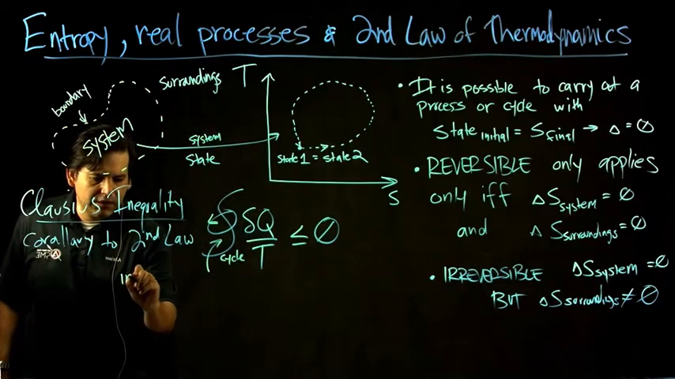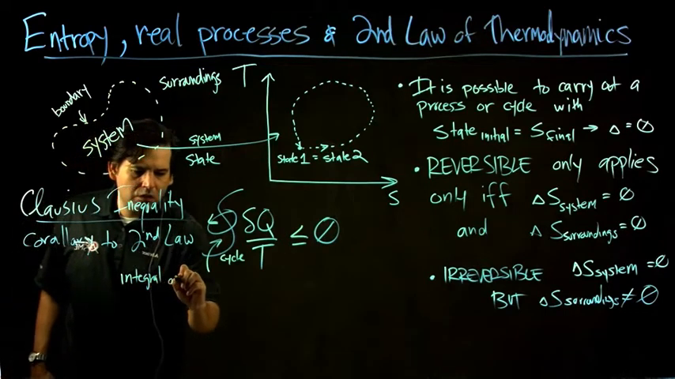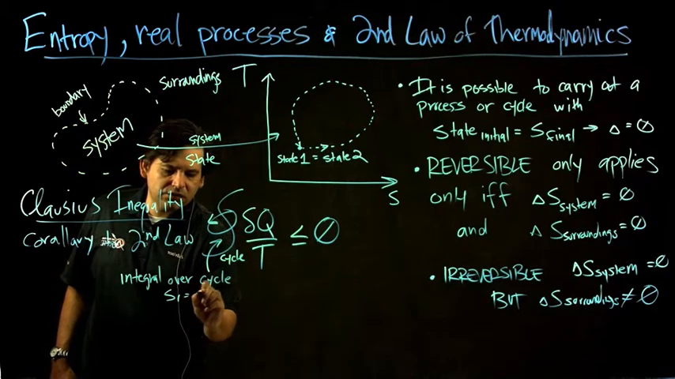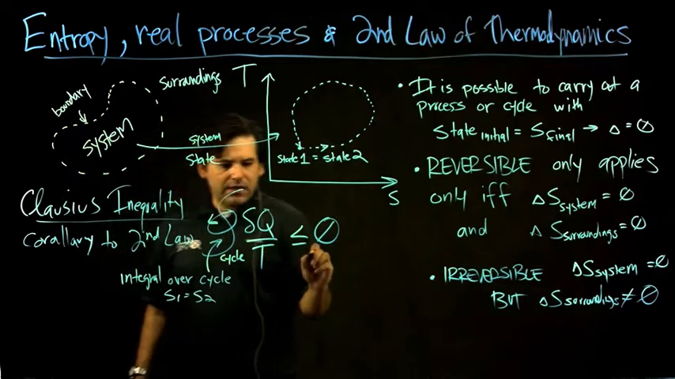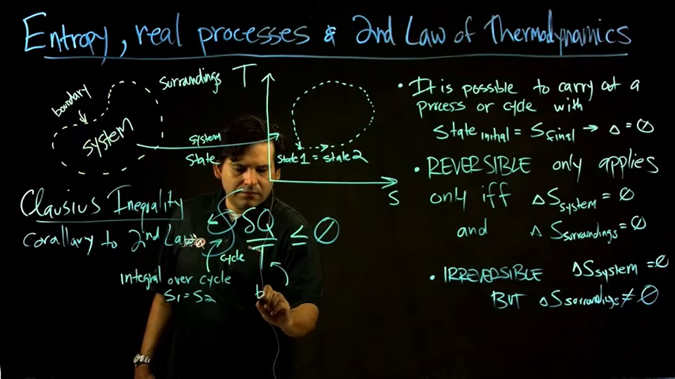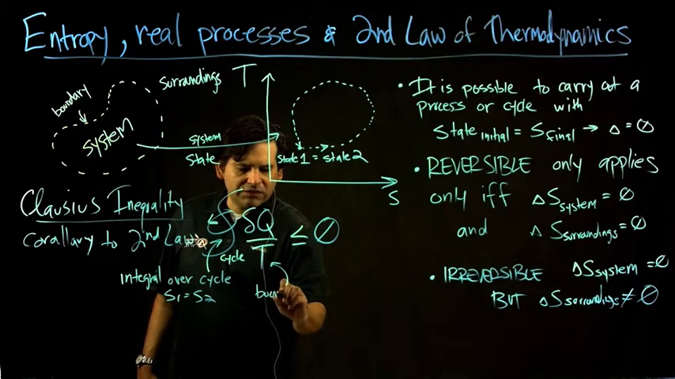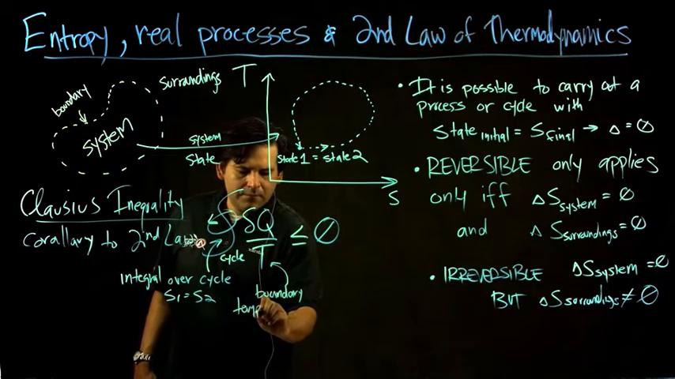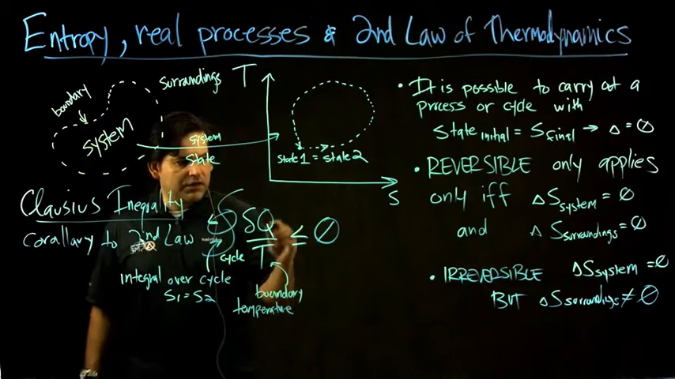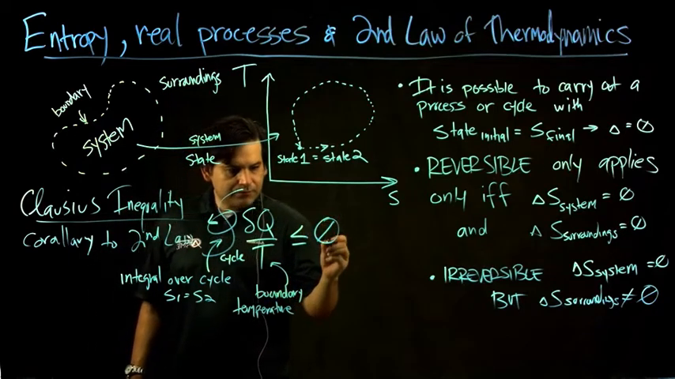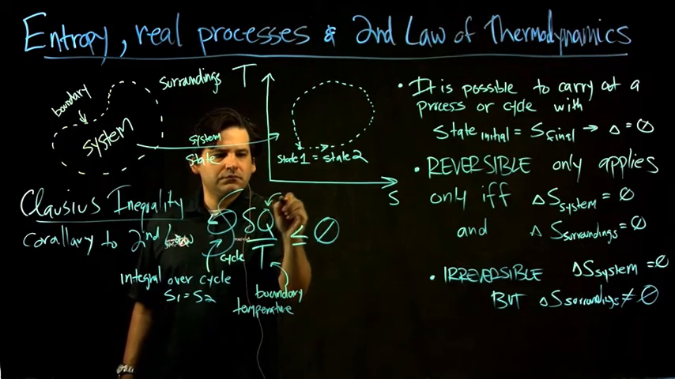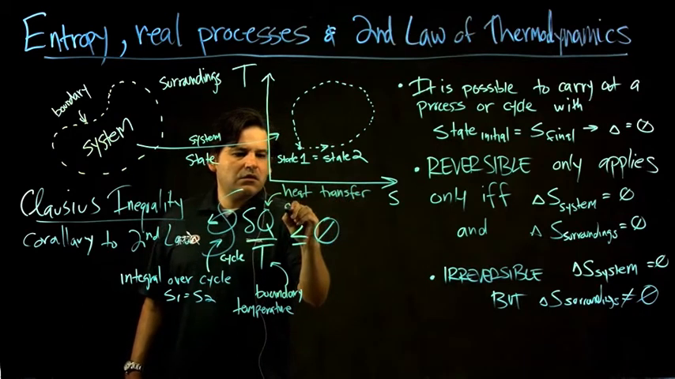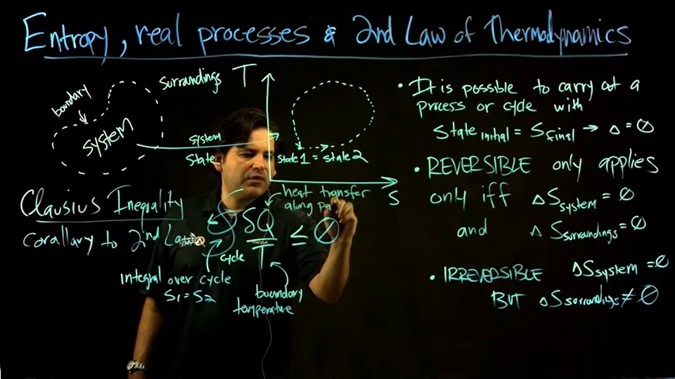So this is the integral over the cycle such that S1 equals S2. And this is the boundary temperature. So it's heat transfer across this boundary. This is the heat transfer along the path of the processes you're taking.